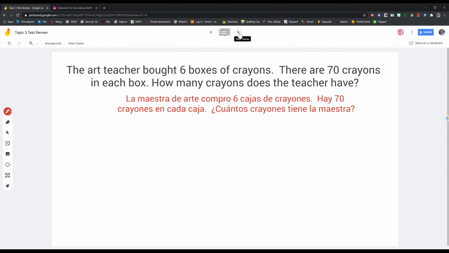The art teacher bought 6 boxes of crayons. There are 70 crayons in each box. How many crayons does the teacher have? Again, this is multiplication because she bought 6 boxes, but each box has 70. So there are 6 groups with 70 each. I'm going to multiply. Start with basic facts. 6 times 7 is 42. Don't forget to add the 0. She has 420 crayons.